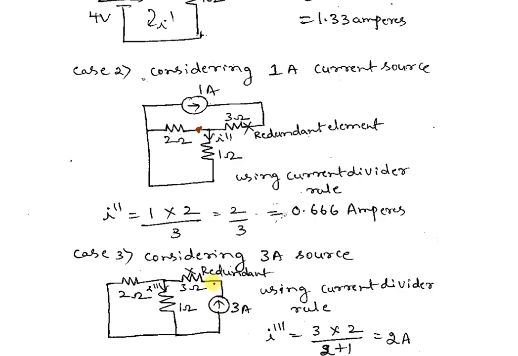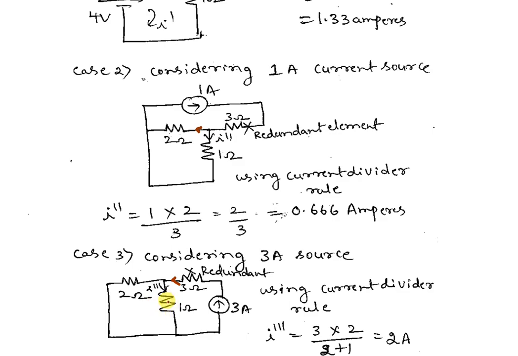Now here also it is redundant, because irrespective of resistance here, current remains the same here. So this 3 amps will come to here, no division, up to here, no division. After that, this 3 amp is going to divide between these two. So again I want to find the current through 1 ohm.